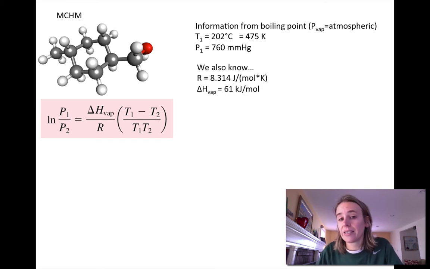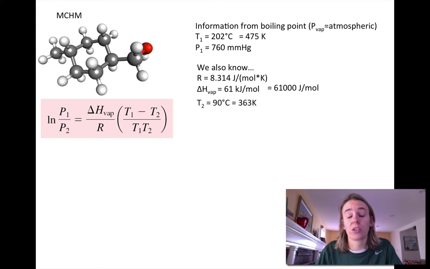We also know the gas constant. We are using the enthalpy of vaporization from the similar chemical. And another important thing is that the units on R are in joules. The units of heat of vaporization are usually kilojoules per mole, so we're going to need to convert that to joules per mole. So 61 kilojoules per mole becomes 61,000 joules per mole. And lastly, the T2, the temperature that we're trying to learn more about, is equal to 90 degrees C or 363 Kelvin. So we're searching for P2. We've got everything else in this equation.